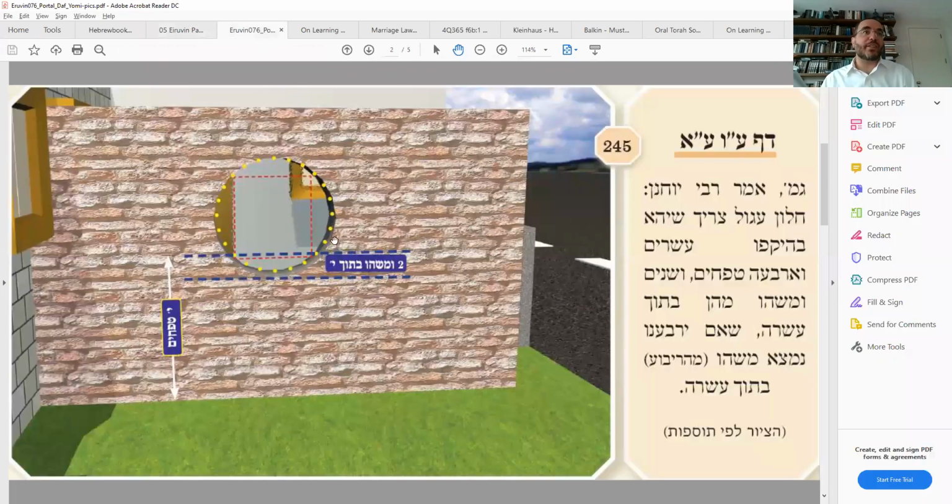And the second thing he's telling us is that 2 and a little bit need to be under 10 tefachim, so that if you would inscribe a square inside the window, then a little bit of that square would fall under that line. Okay, so we're gonna have to test this out, both of these things.